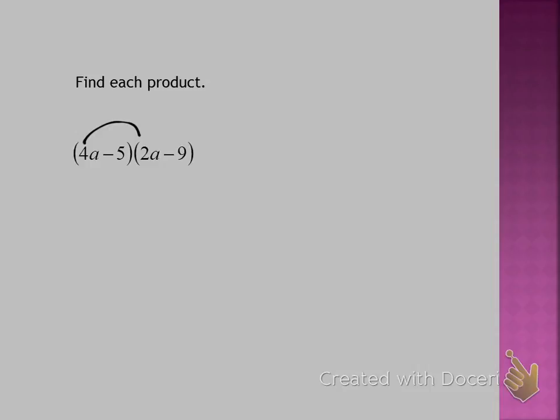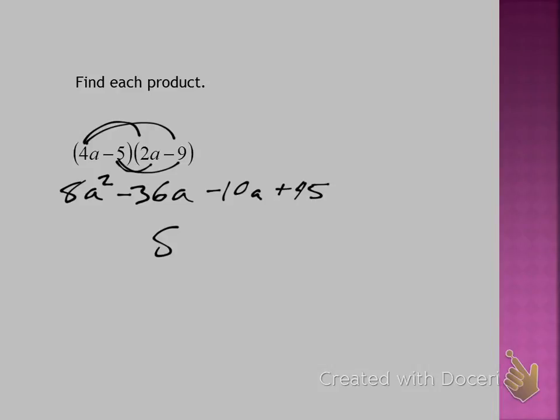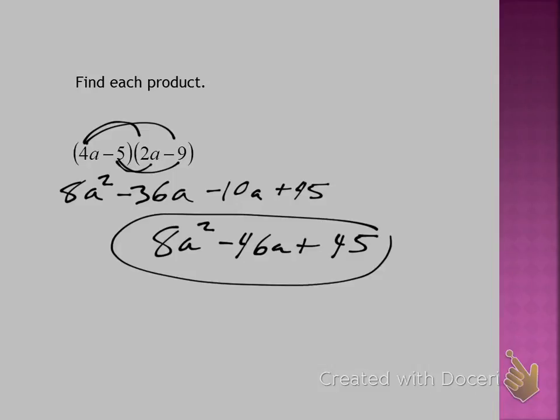So 4a times 2a, 8a squared. 4a times negative 9, negative 36a. Negative 5 times 2a, negative 10a. Negative 5 times negative 9 is plus 45. Make sure you remember your sign rules on those. Alrighty. Combine your like terms in the middle. 8a squared minus 46a plus 45.